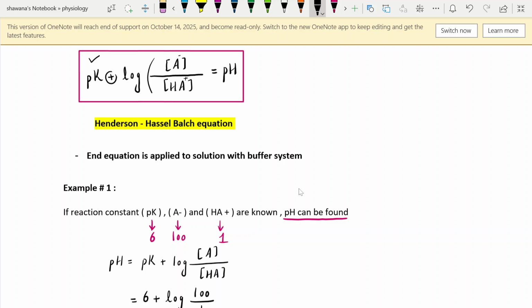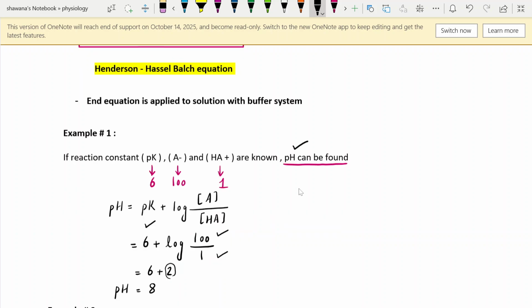Example number 1: if the reaction constant pK, A negative and HA are known, we can find the pH. We can find the pH when we have these three known values. It means that in place of pK, we can write 6, and log of A by HA is log of 100 by 10, the log of 10 is 1... the log 100 is 2, and 6 plus 2 is 8. So when we know the ion values and the reaction constant, we can find the pH, and that's exactly what we have done here.